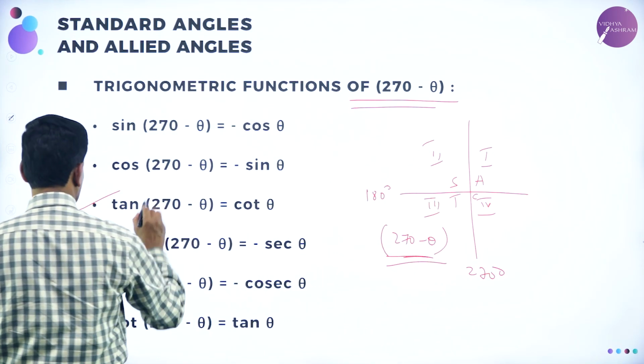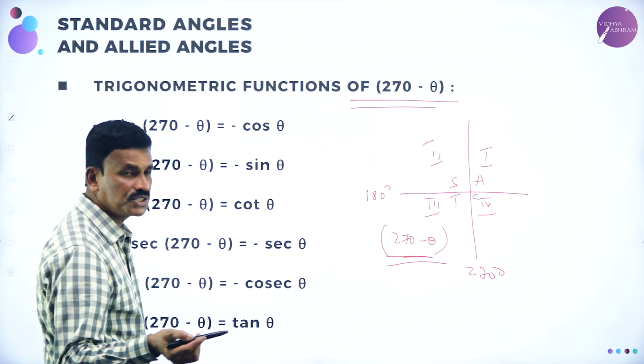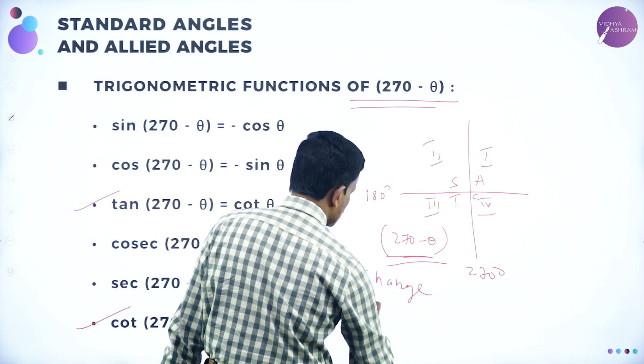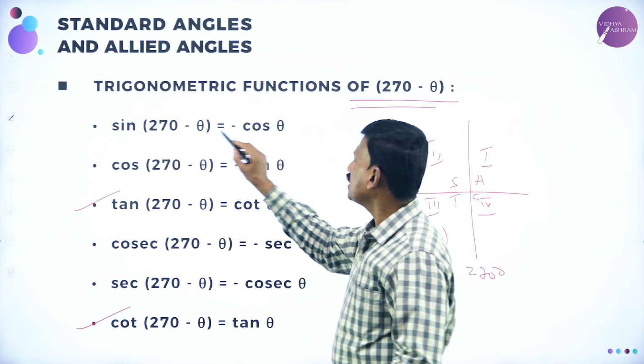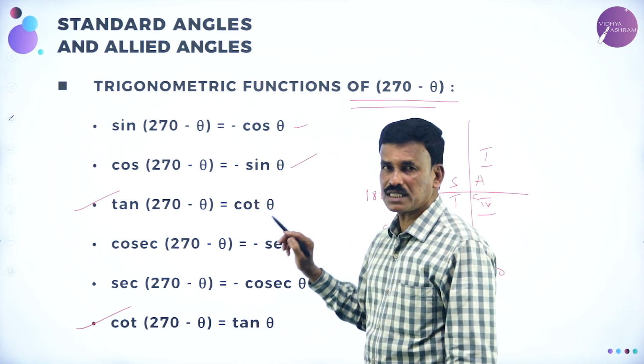In the third quadrant, tan theta as well as cot theta are positive, remaining are negative, and there is a change. So the co-rule is applicable for this. So sin 270 minus theta is minus cos theta, cos 270 minus theta is minus sin theta.